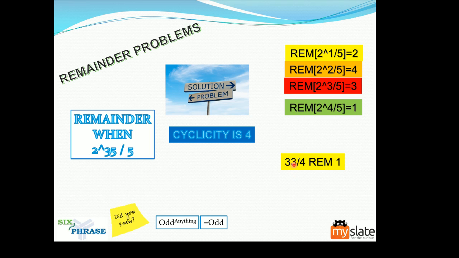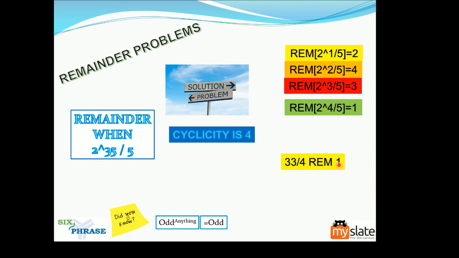It is 1. Now why did I divide it by 4? Because the cyclicity is 4, and this pattern repeats every fourth number. That is why I divide this by 4. Now 33 divided by 4, the remainder is 1.